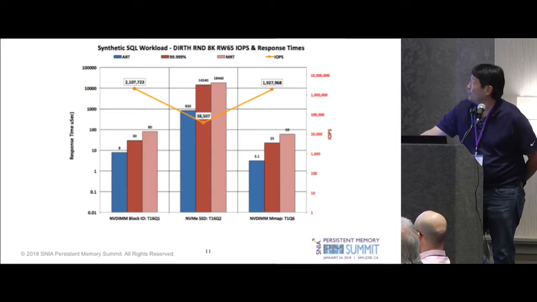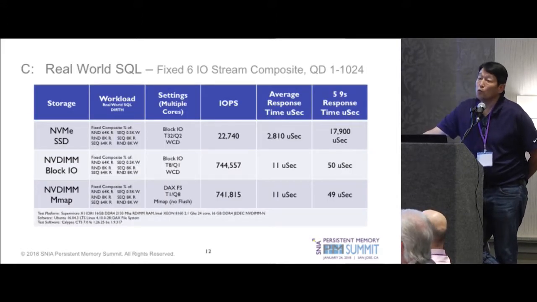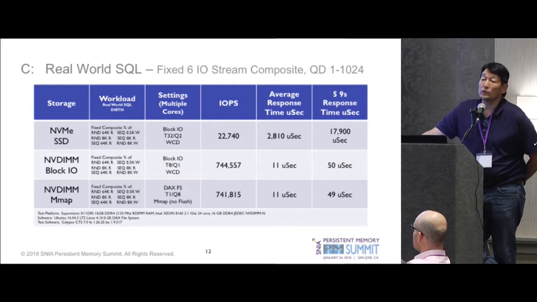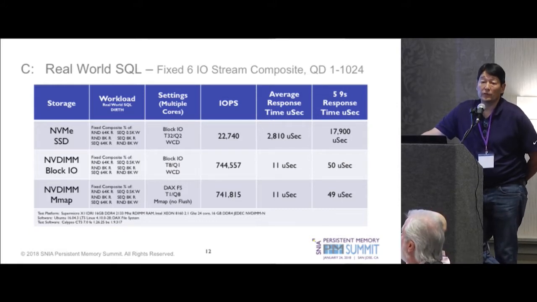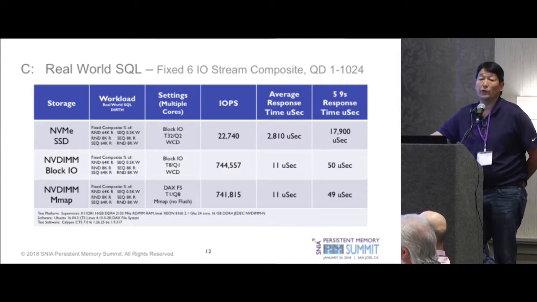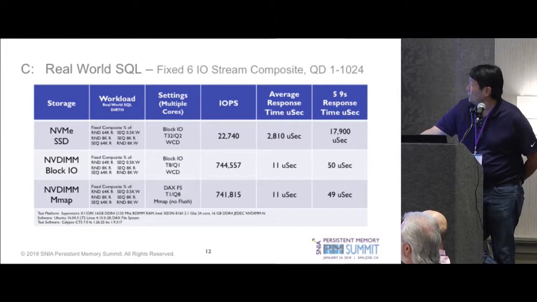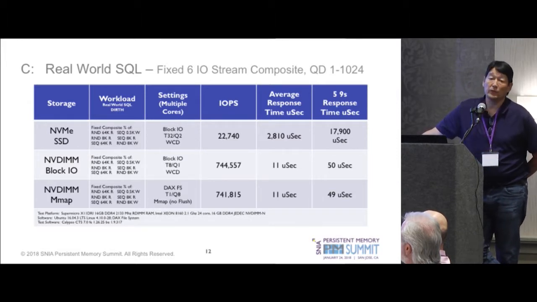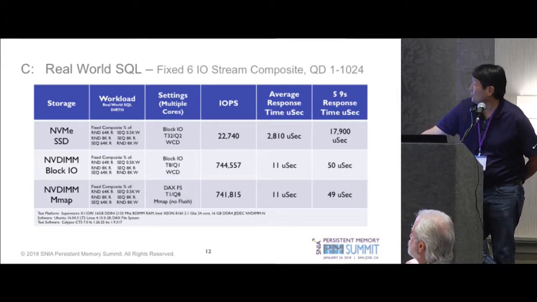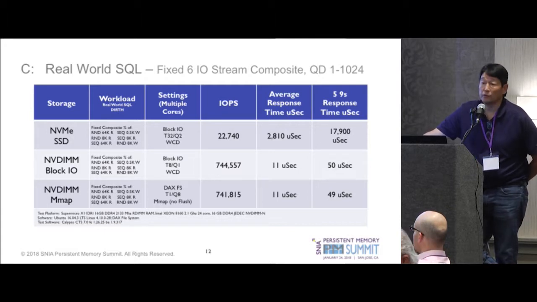Okay, for the third case, we're looking at the synthetic real-world SQL workload. This is those 6 I/O streams, but we're going to apply the 6 I/O streams in a fixed combination for every I/O command. They're not going to vary over time, so you're going to get the same 6 I/O streams for every step. In this case, you see the same relationship between NVMe SSD and the NVDIMM, so 22,000 to 750,000.